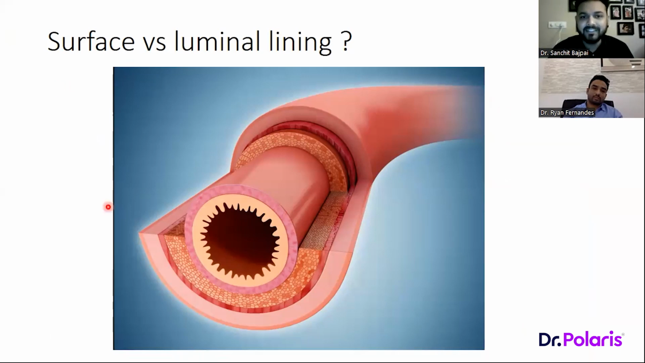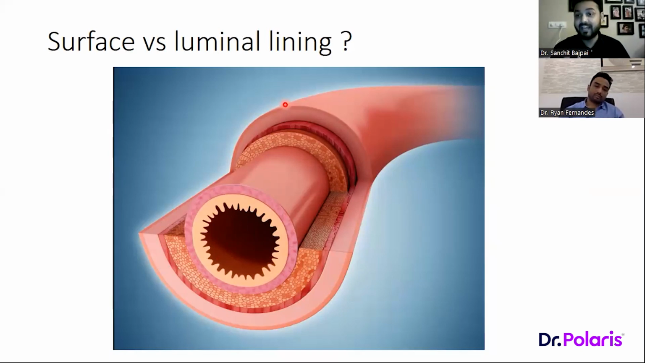Now let's suppose this is an esophagus or a food pipe. This particular esophagus is also lined from the outside by a particular epithelium. It is also lined inside by a particular epithelium. So when we are dealing with the epithelium on the outside, it is called surface lining or surface epithelium. And one type of epithelium is lining the lumen of this esophagus. That is called luminal lining or luminal epithelium.